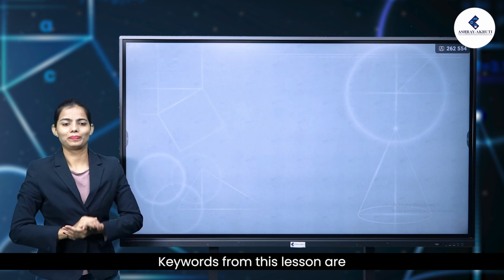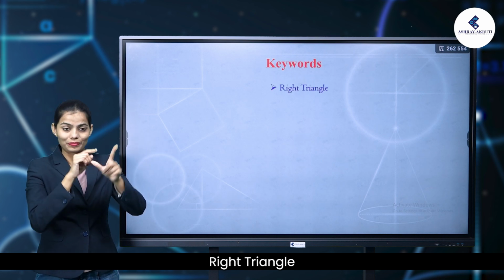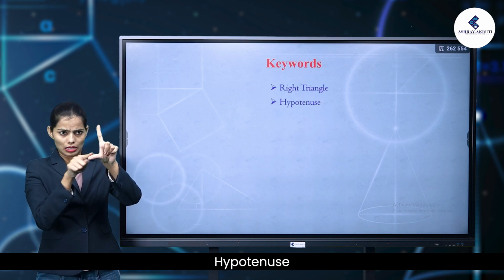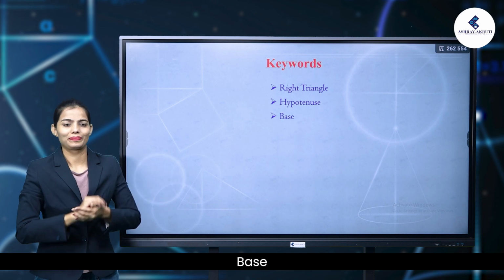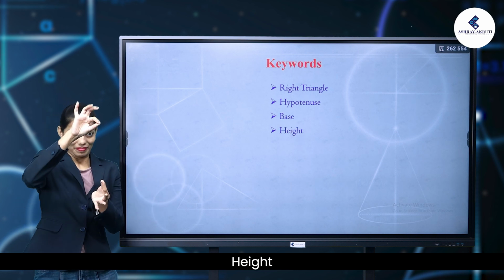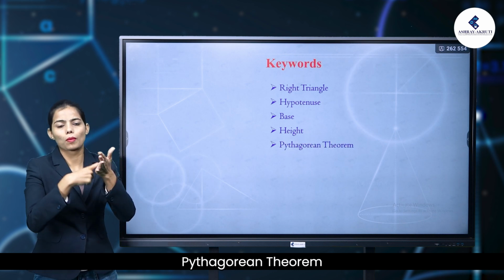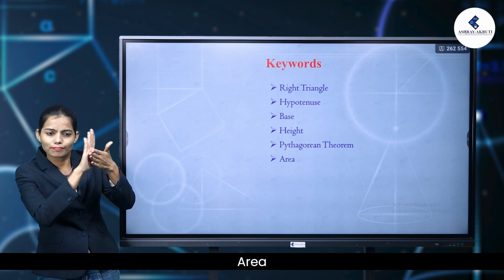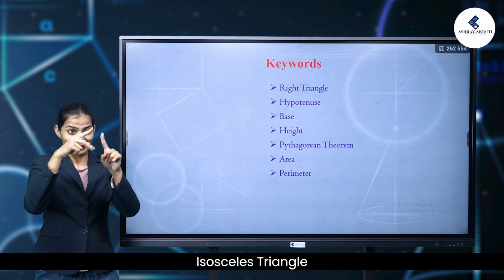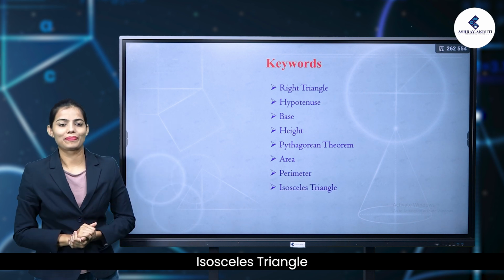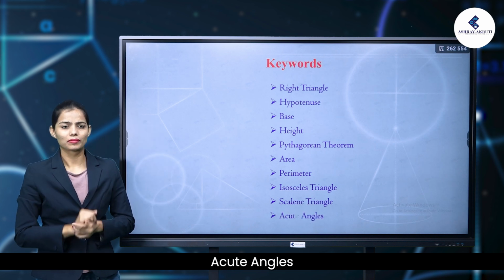Keywords from this lesson are right triangle, hypotenuse, base, height, Pythagorean theorem, area, perimeter, isosceles triangle, scalene triangle, acute angles.